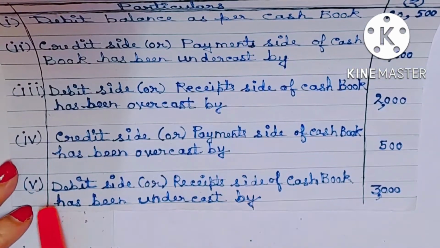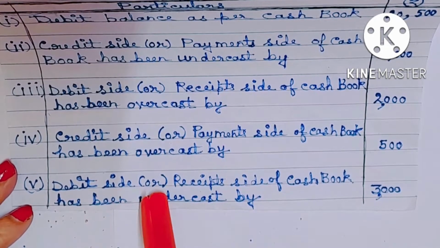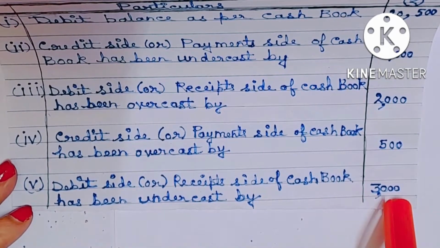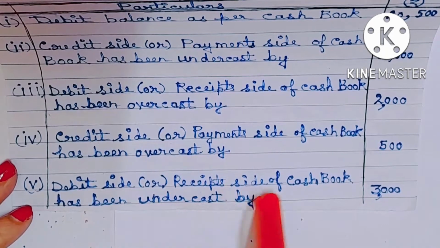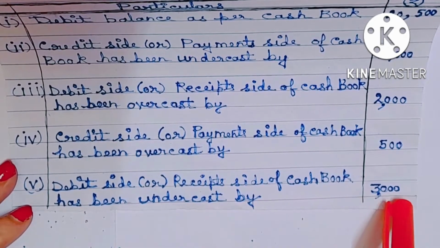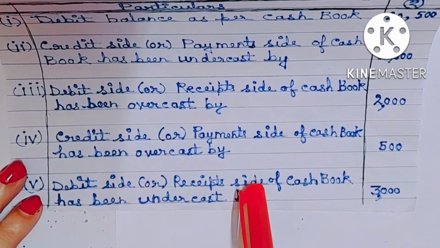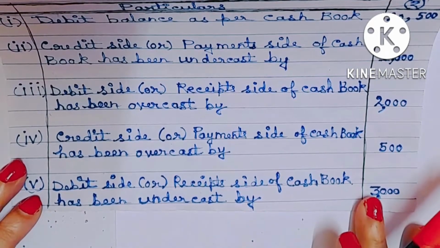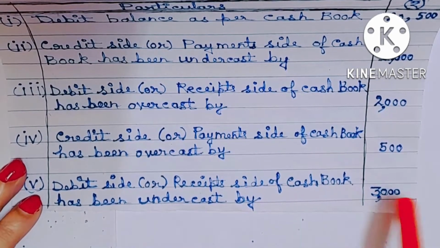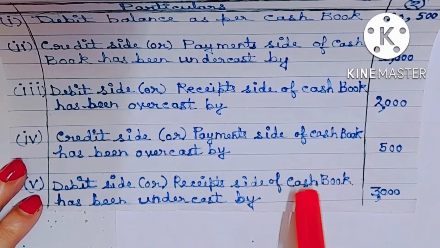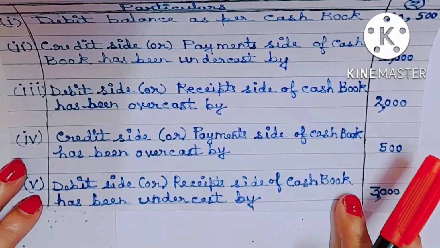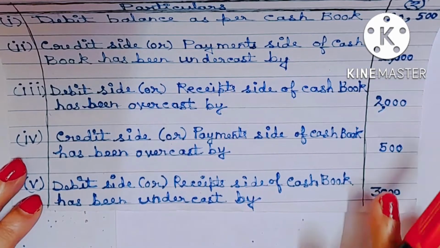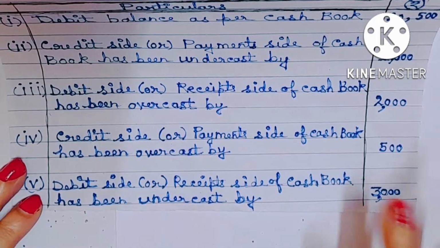The last transaction is number 5. Debit side or receipt side of cash book has been undercast by rupees 3,000. Less has been written. So what is the total of debit side or receipt side of cash book? I told you it should be 16,000. But it has been undercast. That means 16,000 minus 3,000, 13,000. So the total of receipt side or debit side of cash book has been written as 13,000 by the businessman. The businessman mistakenly wrote 13,000 instead of 16,000.